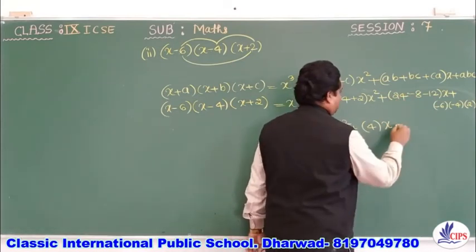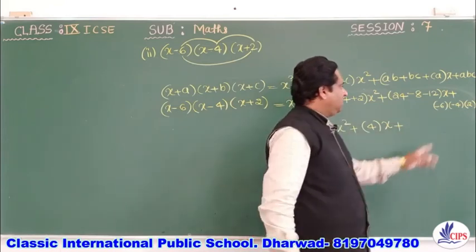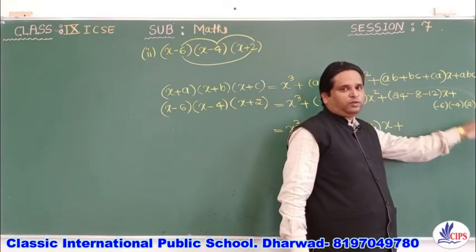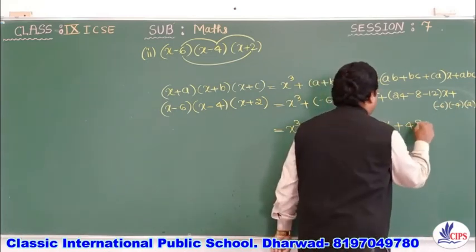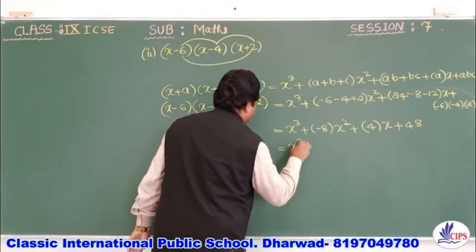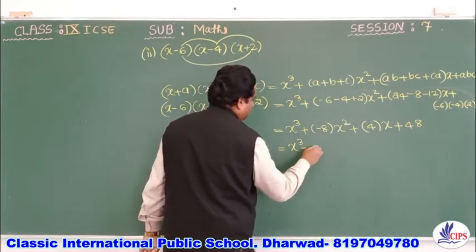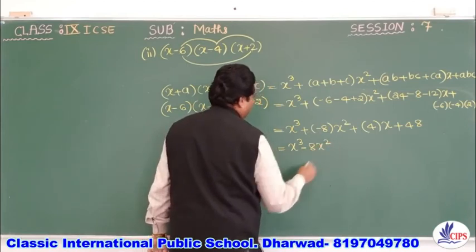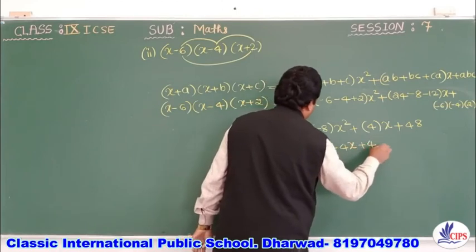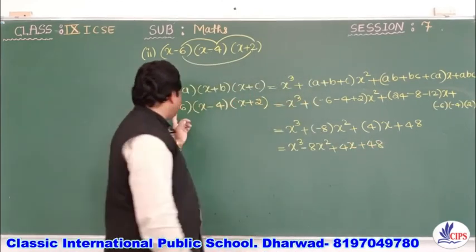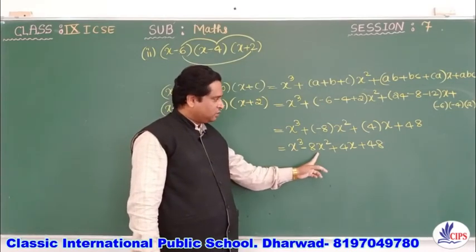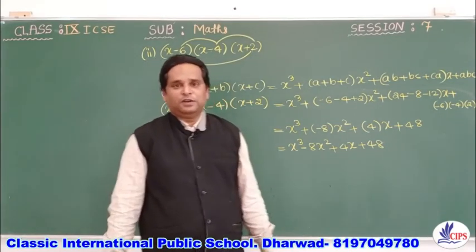into x plus. Minus into minus is plus. 6 4s are 24, 24 2s are 48. It will be plus 48. Simplify and write x cube minus 8x square plus 4x plus 48, which will be the expansion of x minus 6, x minus 4, x plus 2. That is x cube minus 8x square plus 4x plus 48.